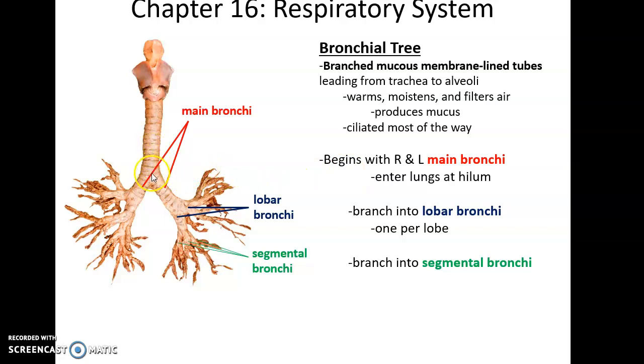So the trachea splits into the right and left main bronchi. The main bronchi then split into the lobar bronchi, and the lobar bronchi then split into the segmental bronchi, which then split into smaller and smaller structures. So the main bronchi are the first structure to enter the lungs, carrying air into the lungs, and then they split into lobar bronchi, one per lobe, that then split into various segmental bronchi.